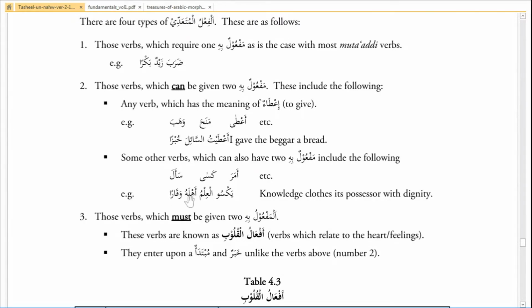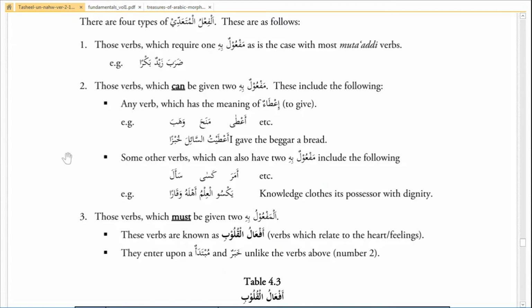See, أهل has the fatha. It's a maf'ul, and both are maf'ul with fatha. So yaksu needs two maf'ul. And the third type is af'al al-qulub. Inshallah, later we'll see af'al al-qulub. It needs more to understand.